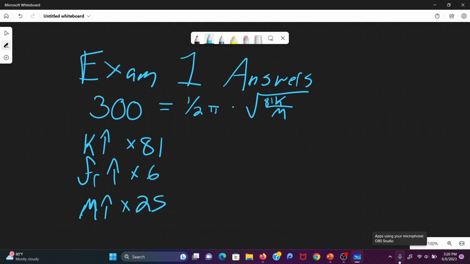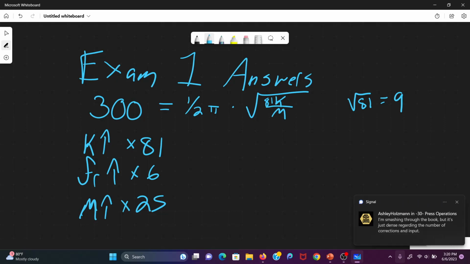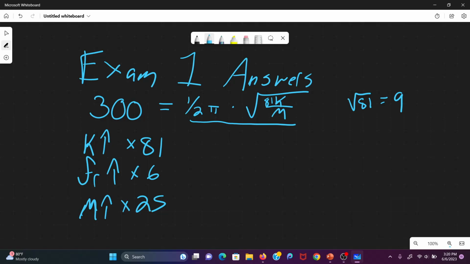And that means really all we need to do is figure out what the square root of 81 is, which of course is 9. And what's going on here is 9 is just going to be multiplied by everything else here. And that means it's going to increase this. So you're just going to do 9 times 300 equals 2700 hertz. So that's what happens when stiffness is increased by a factor of 81.